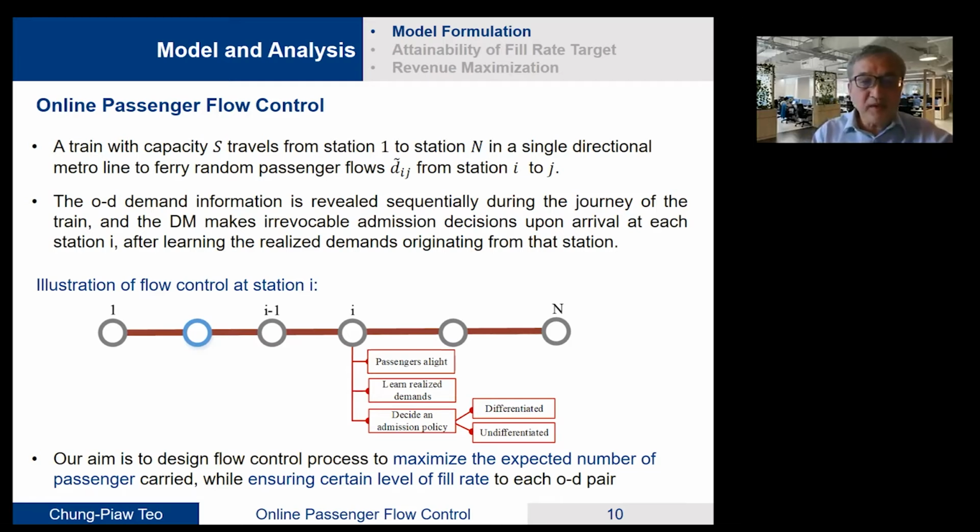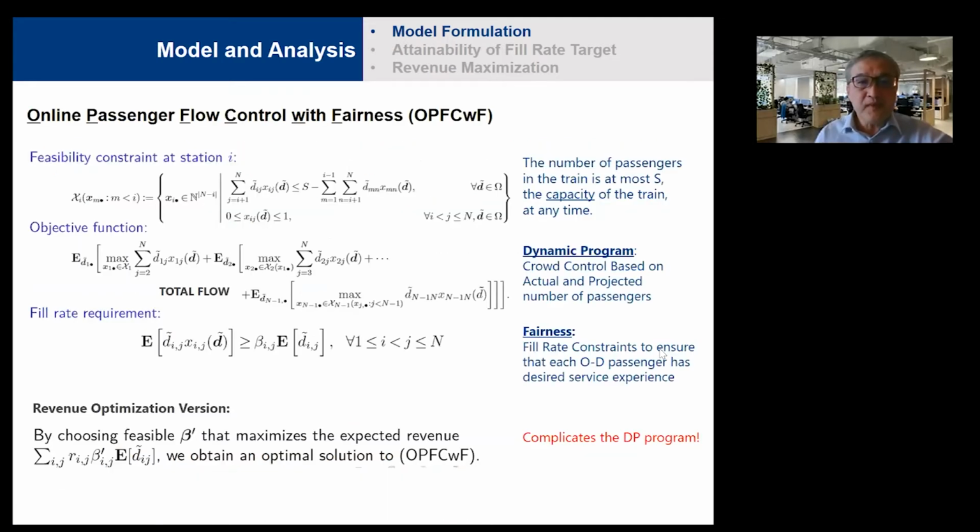So this is a DP problem, and the objective is to maximize the expected number of passengers carried. You can view this as a simple DP problem. I want to apologize for the notation, but essentially, if you set up the DP state transition, at every station I you need to do an admission control. You need to decide X_IJ. So for every OD pair starting from I to J, you need to decide how much demand to serve, given that you know D_IJ. D_IJ is realized at station I, and X_IJ is essentially the decision that you make: how many percent of this D_IJ do you want to admit onto the train? And of course, the admission decision is constrained by the capacity and who else is still on the train, those who boarded before station I and whose destination is after station I.